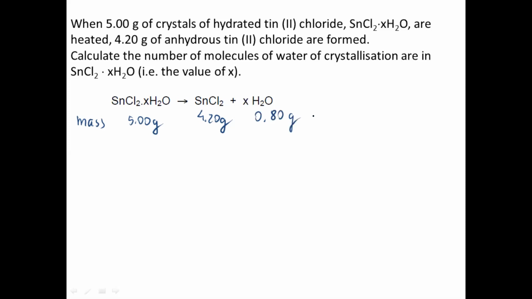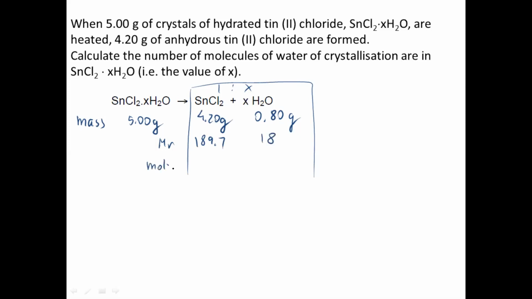Okay. And then what you can do, you can treat this as well. You need to know the ratio because the ratio is 1 to X. So you can work out the X from this. So what are your MRs? For SnCl2, the MR was 189.7. For water is 18.